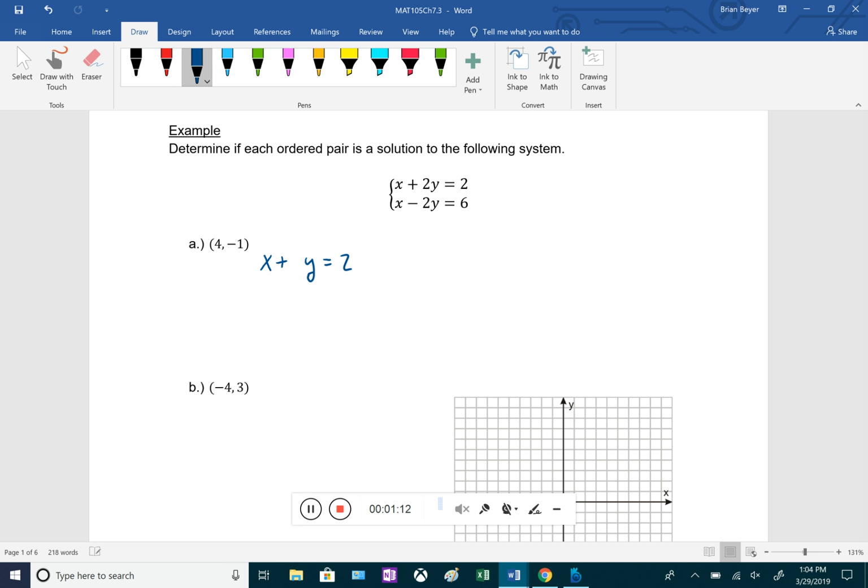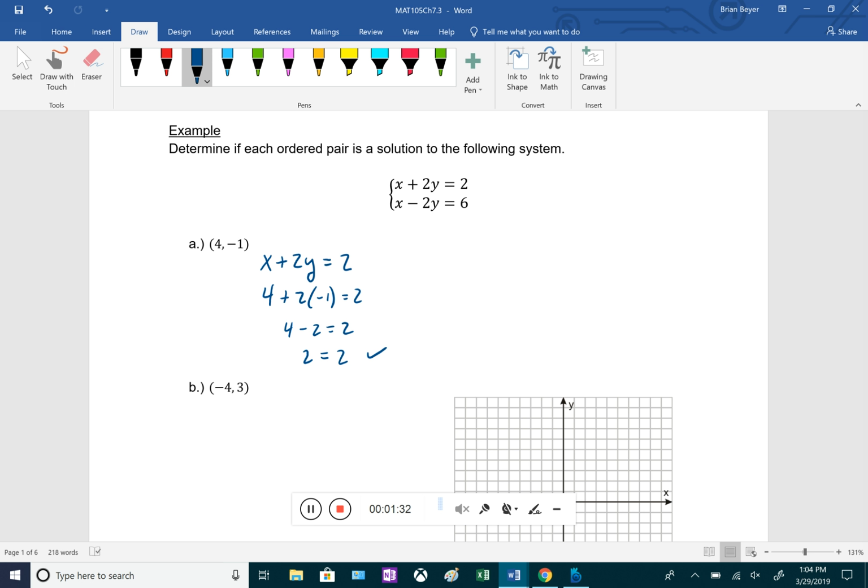So we have to plug in 4 into x, negative 1 into y, and make sure we get a true statement. So we plug in a 4. We plug in the negative 1. That gives us 4 minus 2 on the left. That gives us 2 equals 2, which is correct.